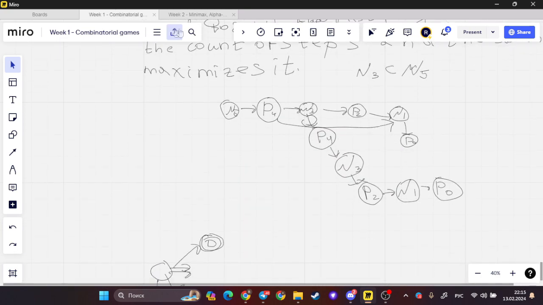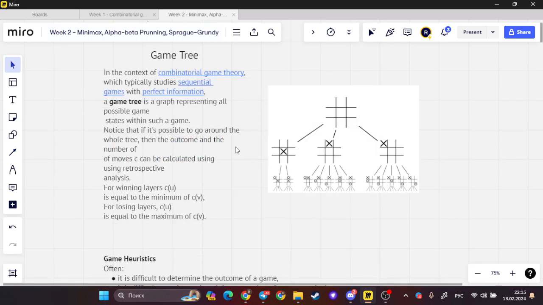Okay, but what if the game is too big? For example, chess. There are too many states in this game, so we must come up with a way to evaluate the possible chance of winning in some state.